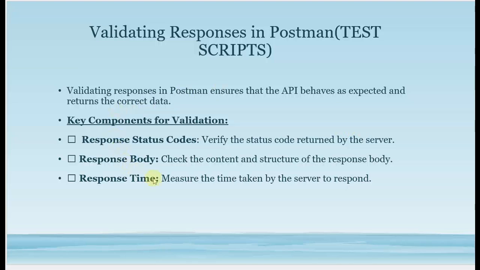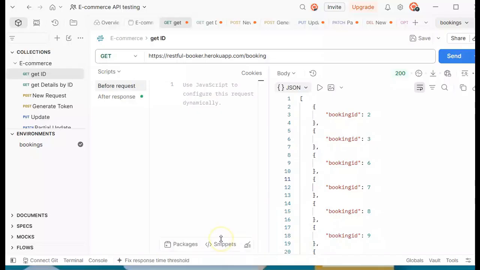Here are the key components of validation: response status code, which means verify the status code returned by the server; response body, where we check the content and structure of the response body; and response time, which measures the time taken by the server to respond. We write these scripts to run after the response.